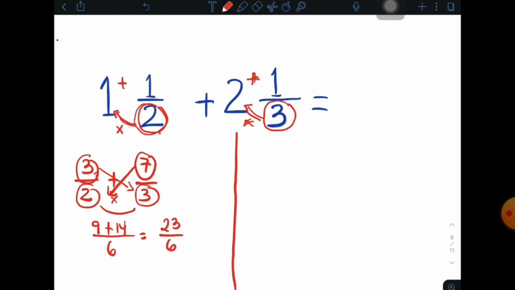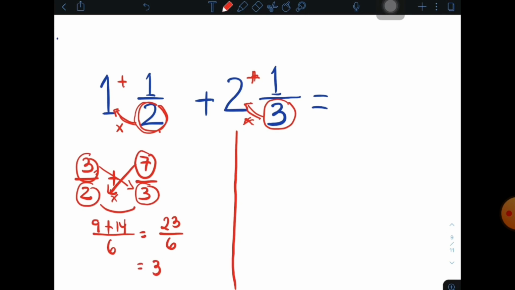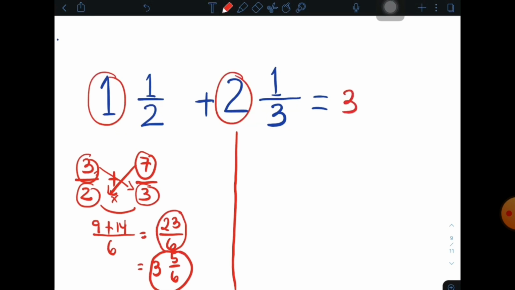Copy the denominator 6. Again, this is an improper fraction, so we can change this to a mixed number. So our final answer is 3 and 5 over 6. This is a mixed number. The other method is we have to add the whole numbers 1 and 2. So that is 3. And then for the fractions 1/2 and 1/3, we will add separately.